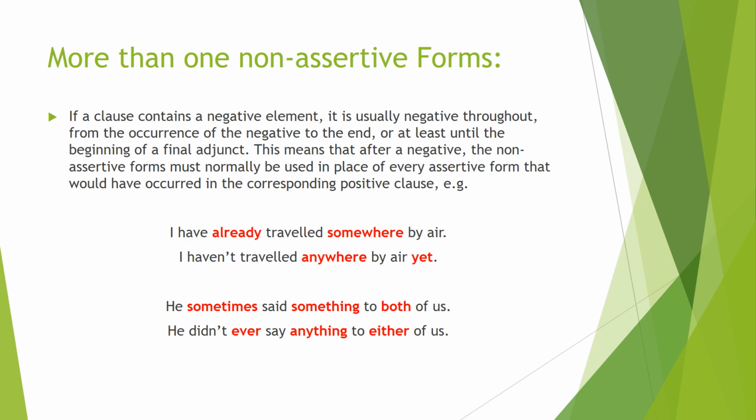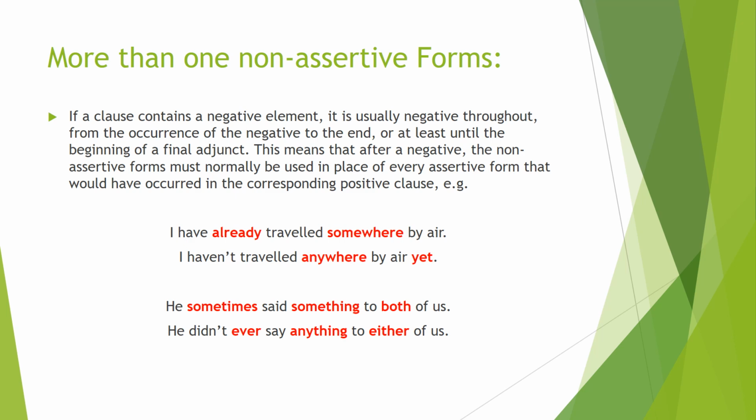So in the positive sentence we have two assertive forms. In the negative sentence we also have two non-assertive forms. Another example: he sometimes says something to both of us. This sentence is affirmative and it uses three assertive forms: sometimes, something, and both.